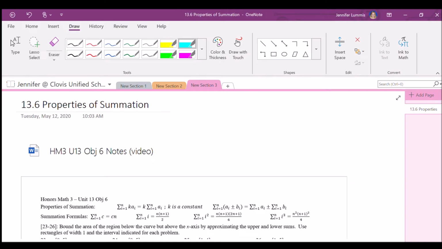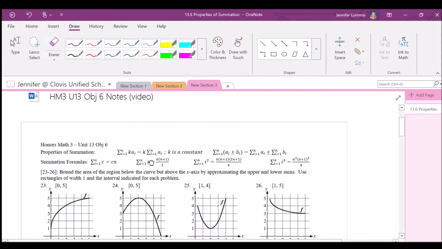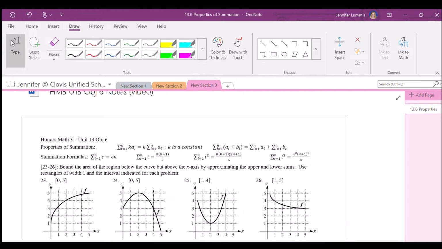These are notes for 13.6. We'll be talking about some properties of summation and summation formulas. So we'll start here at the top with our properties of summation.